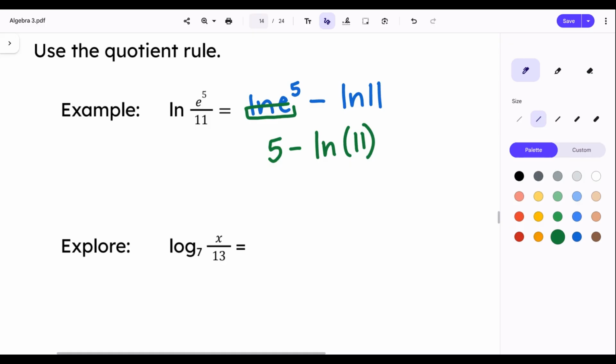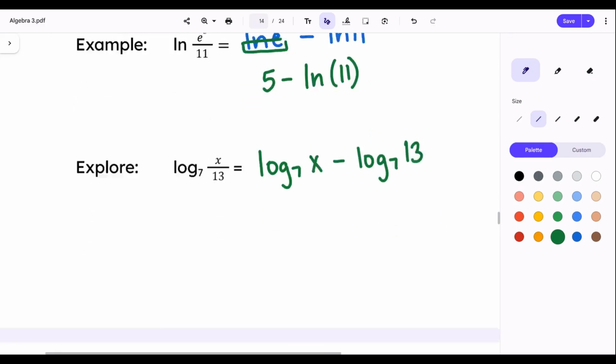All right, tell me what you guys put down. Very good. Log 7 of x minus log 7 of 13. Again, there's really no rewriting we can do with that. We can't make the x or the 13 become 7 but raised to a power. So we're stuck with just kind of leaving it there. All right, any questions on the product rule or the quotient rule? Okay, so we've got one more to talk about, and this is the power rule.